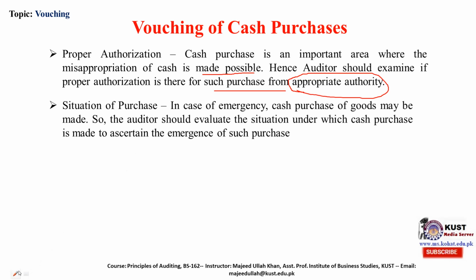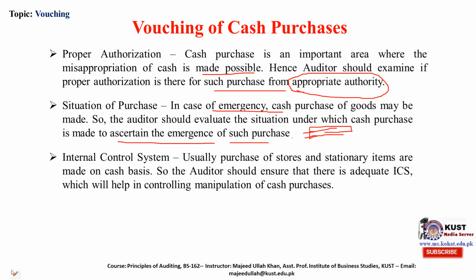Situation of purchase. The auditor should also check the situation of the purchases. In case of emergency, cash purchases of goods may be allowed. So the auditor should evaluate the situation under which the purchase is made to ascertain the emergency of such purchases. If the situation was not so critical, then the auditor should check the purchases more deeply and get external confirmation from the other party as well. Maybe the supplier of the goods is fake, and an internal employee of the company colludes in order to commit fraud.